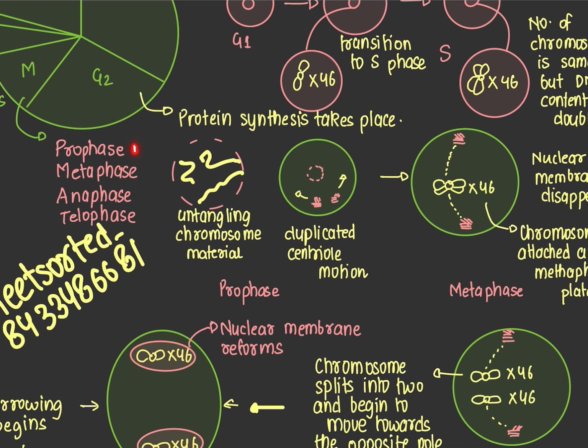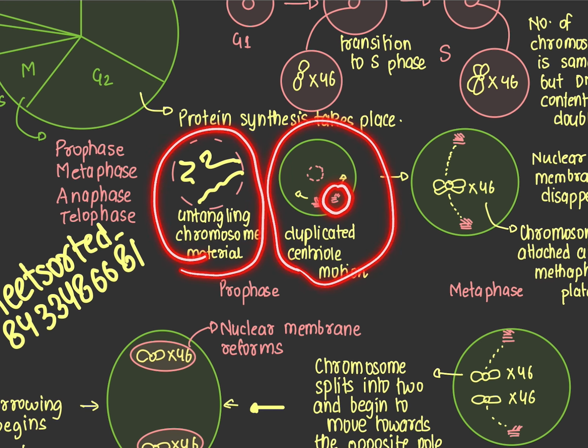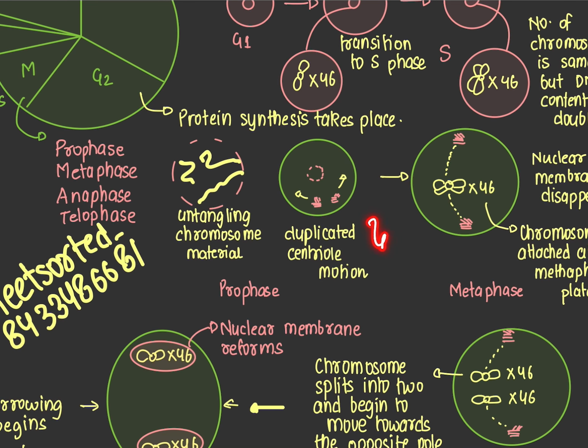Alright, so what happens in prophase is untangling of chromosome material and the dissolution of the nuclear membrane. This is in the nucleus and this is in the cell. In the cell, the duplicated centriole moves towards the peripheries, opposite to each other. One centriole will be here and one centriole will come here, just as in the next diagram.